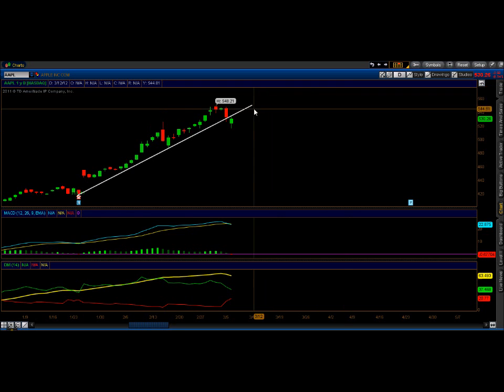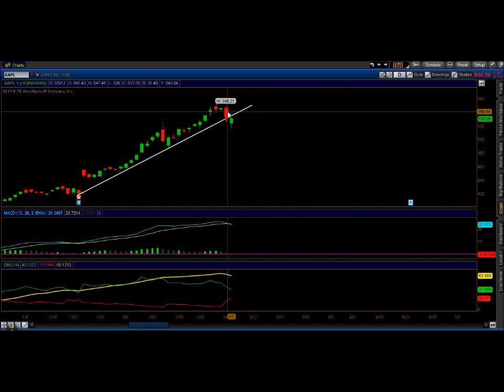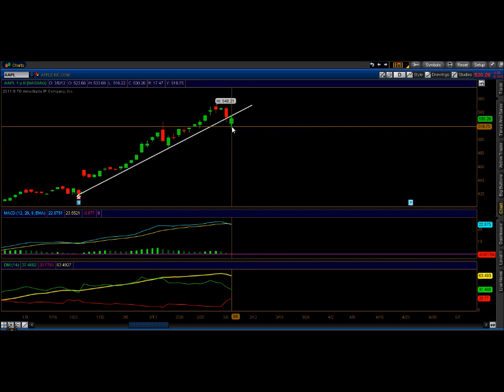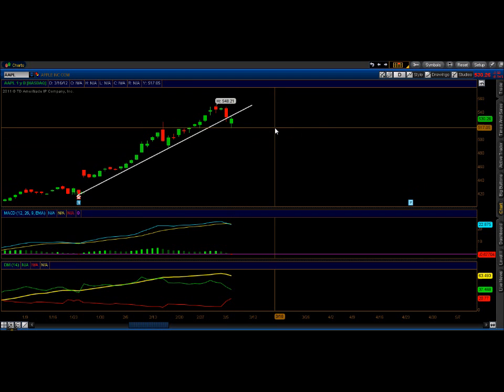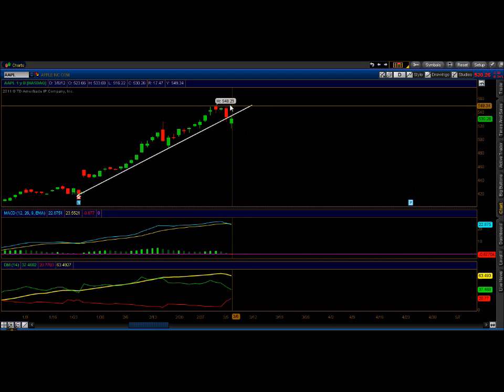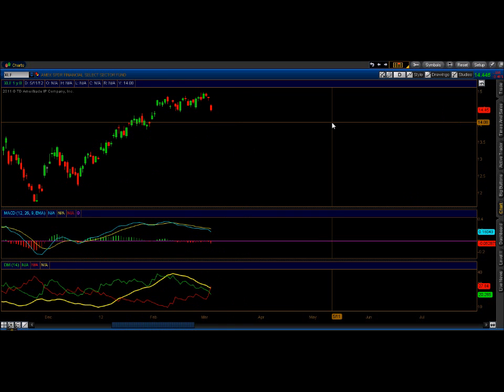And one last thing with Apple, I was saying in yesterday's video that we really need a decisive push below the low of yesterday's session, which is right here at 526. We did not get that, although on an intraday basis we did manage to go as low as 516. So it's just showing you that along with the daily indicators, weakness is beginning to spill into this chart.